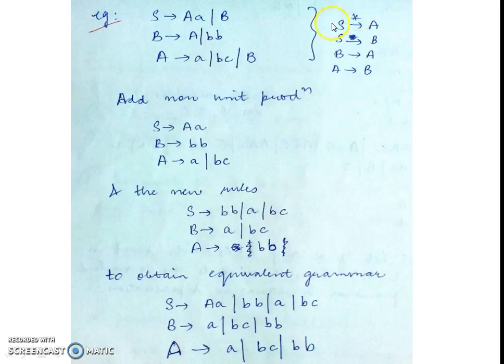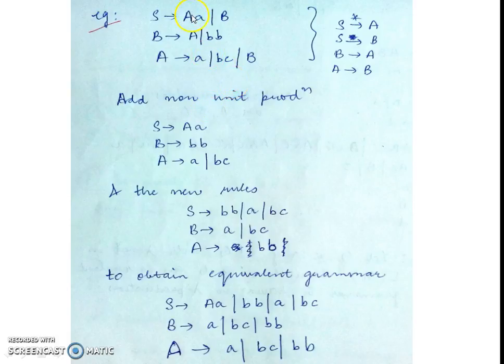So we need to remove these unit productions because these are just a wastage of time. Whenever I am having unit productions, these just increase my number of derivation steps. So henceforth I need to remove these unit productions. First of all, what we'll do, the same scenario as in the previous one.